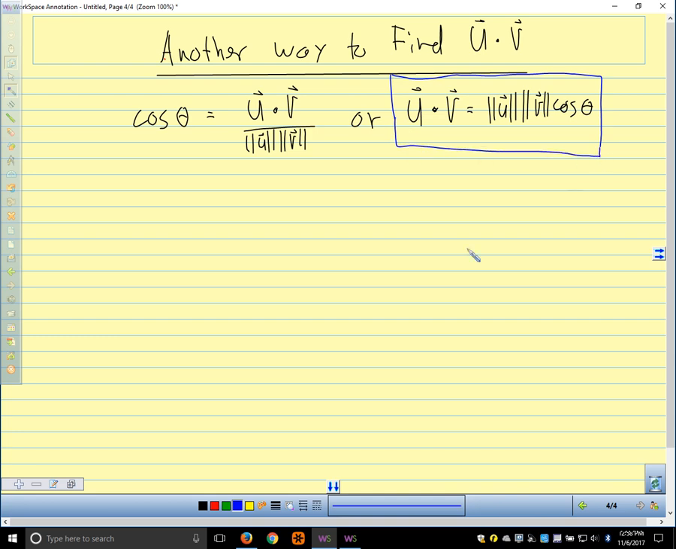And for this method, we don't need component form. All we need to know is the magnitude of the vectors and the angle between them. So this gives us another way to calculate dot products.